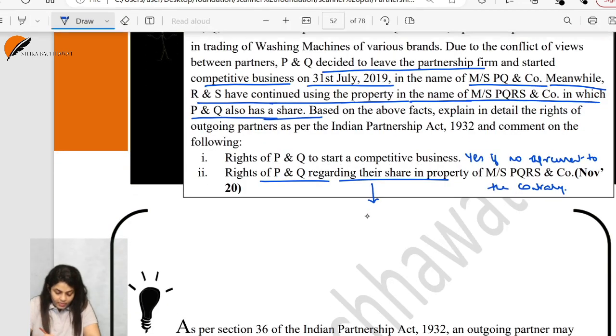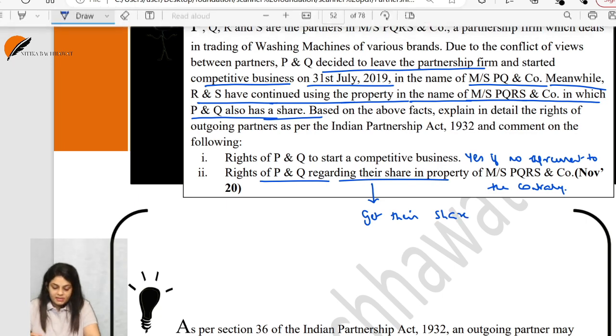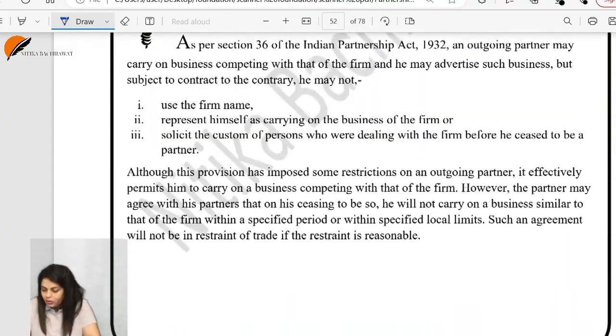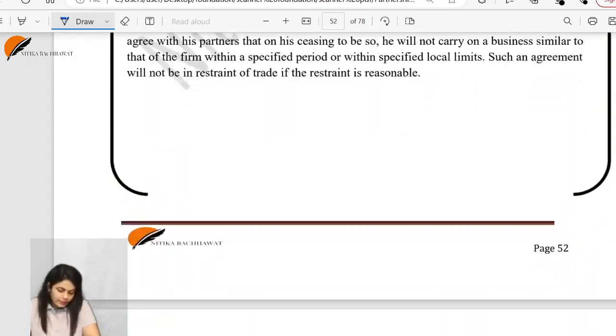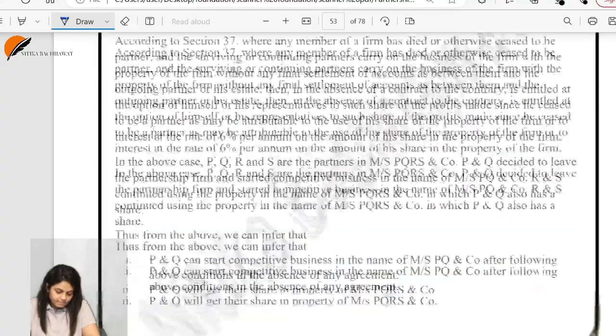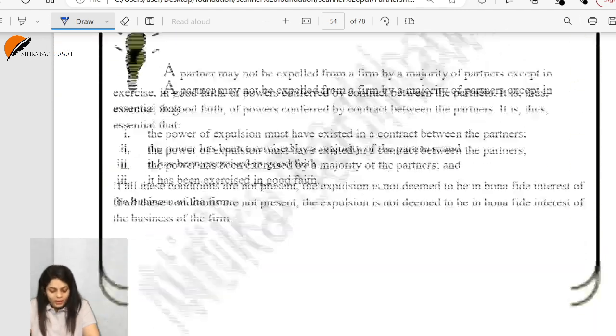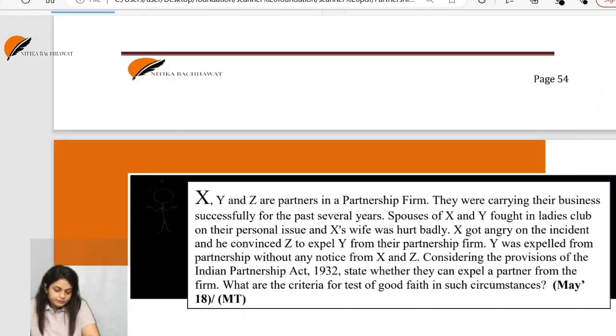They should get their share. And if their share is not given to them and the firm carries on its business, then they will get subsequent profits or interest on loan. We have already done this, not going into it.